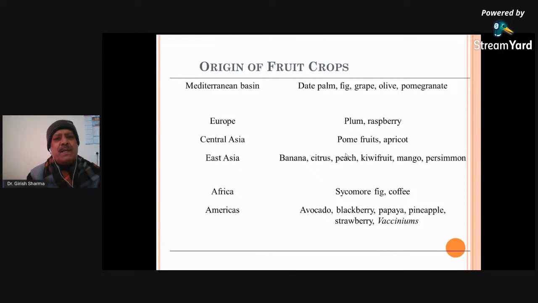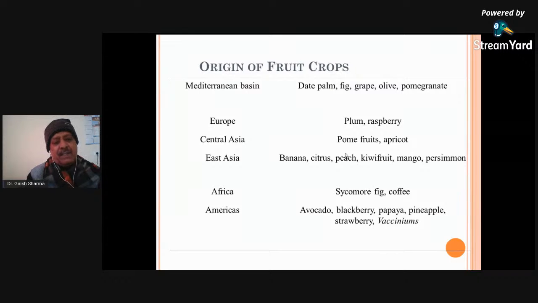The Mediterranean basin comprises date palm, fig, grape, olive, pomegranate. In Europe, the temperate fruit crops. So is the case of Central Asia. In East Asia, to which we belong, there is huge diversity in the form of several crops already indicated in the presentation. Then Africa, fig, coffee. Americas, avocado, blackberry, papaya, pineapple, and so many other crops.